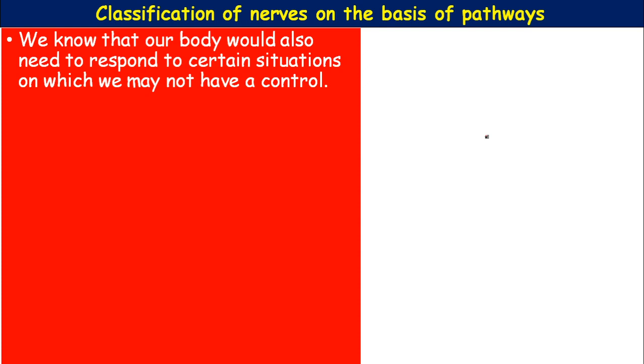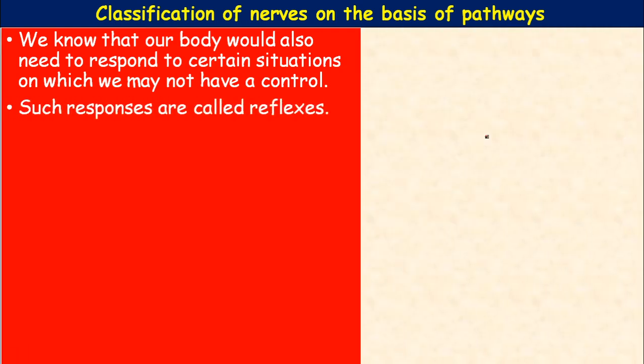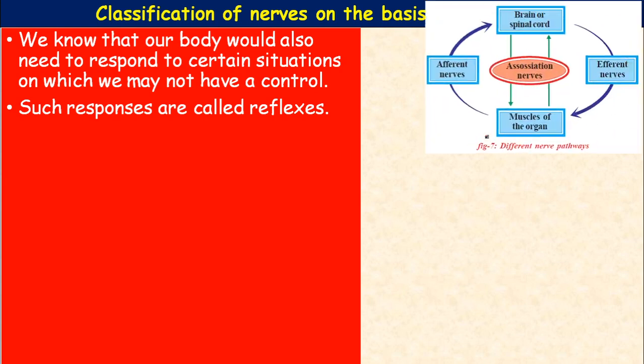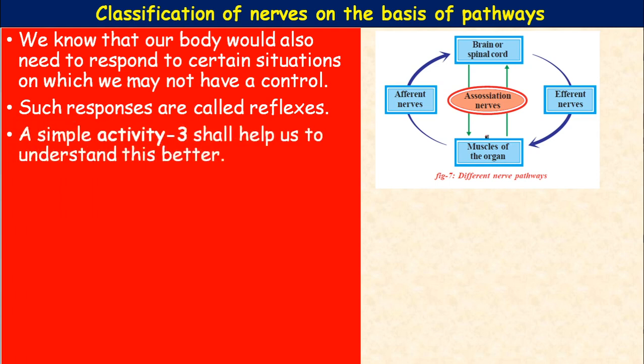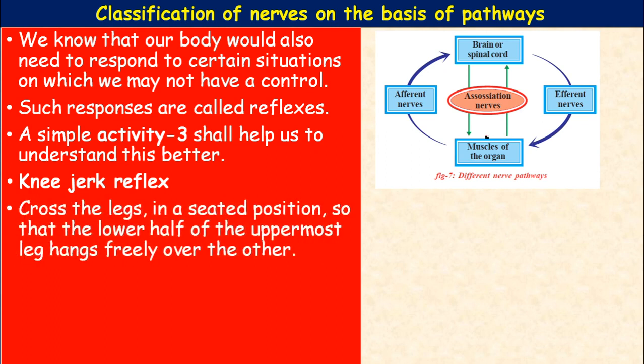Children, this is very important. Our body also needs to respond to certain situations over which we may not have control. Some spark actions take place. Such responses are called reflexes. A simple activity, activity 3, will help us understand these reflexes better: the knee jerk reflex.